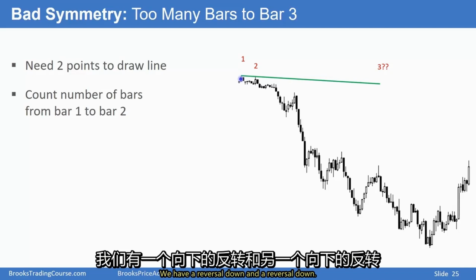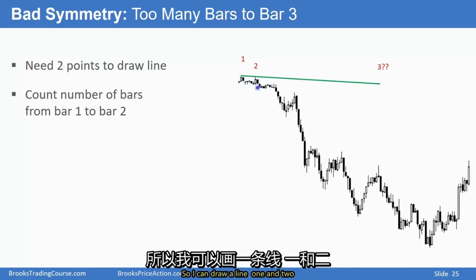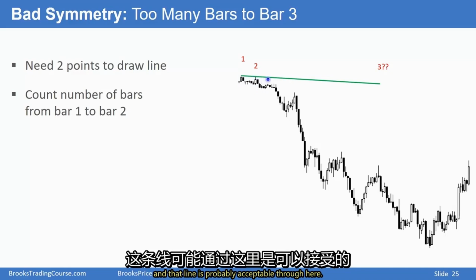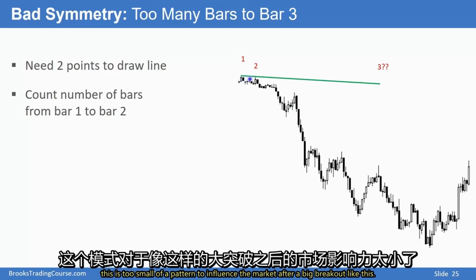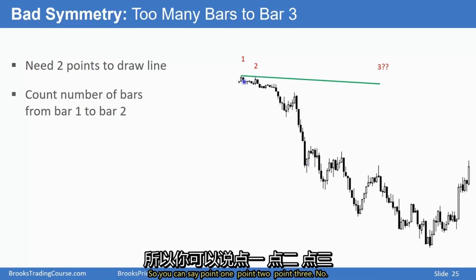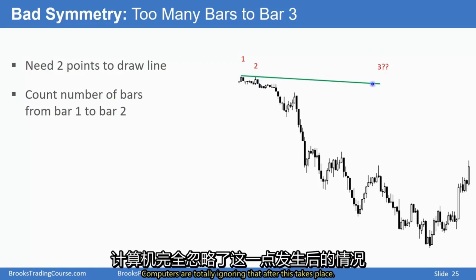We have a reversal down and a reversal down. So I can draw a line, 1 and 2, and that line is probably acceptable through here. But once you start doing this, this is too small of a pattern to influence the market after a big breakout like this. So you can say point 1, point 2, point 3. No, computers are totally ignoring that after this takes place.